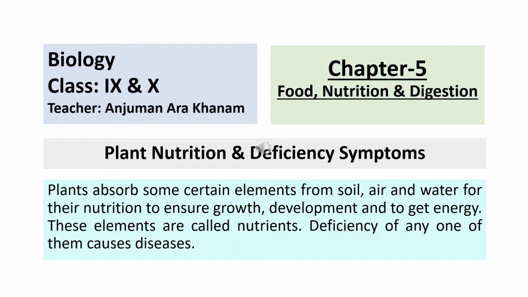So what are plant nutrients? Plants absorb some inorganic minerals from the soil. Those are called mineral nutrients, and most of them are absorbed from the soil, air and water for their nutrition, to ensure growth, development and to get energy. This kind of element is called a nutrient. And if any deficiency occurs in the plant body, then it shows some symptoms. Let's discuss this.